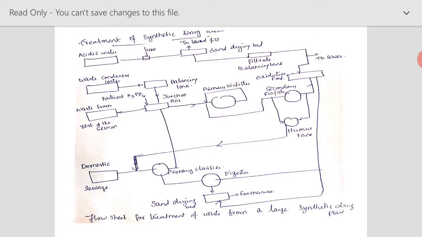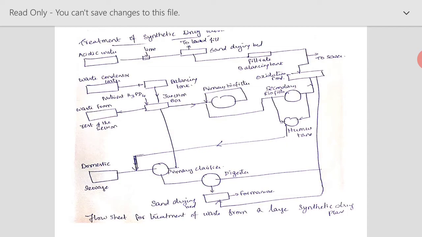So in acidic waste, as we know, it has to be neutralized for treatment. So this acidic waste will first be treated with lime, so that it will be neutralized, and then it will be taken to the landfill or sand drying bed, so that it will finally be disposed of. While the clarified liquid will be taken to the filtrate balancing tank and then to the sewer.